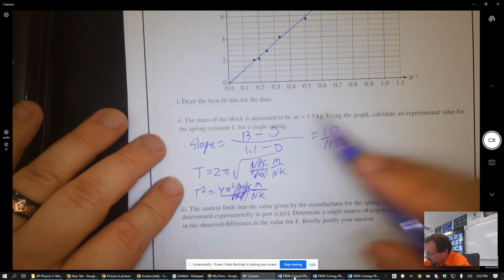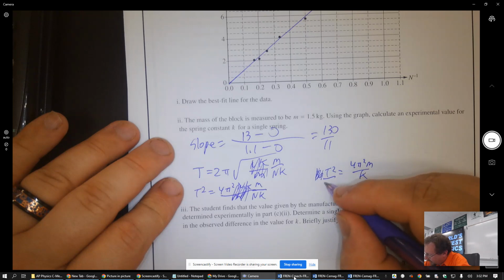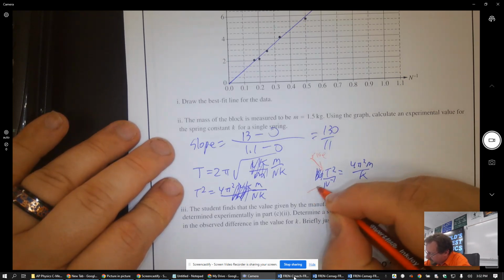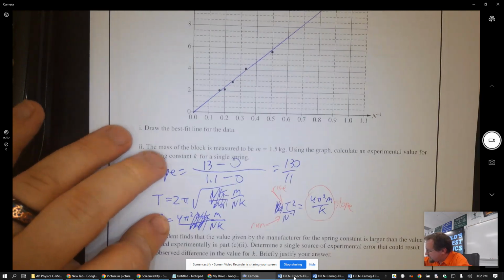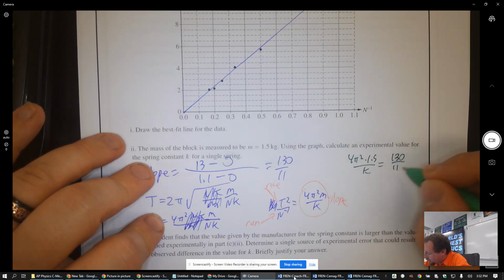If I bring this up here, you get NT squared equals 4 pi squared M over K. That's really the same as over N to the negative 1. So this is going to be the rise, this is going to be the run, that's going to be the slope. So let's set 4 pi squared times 1.5 over K equal to whatever 130 over 11 is.